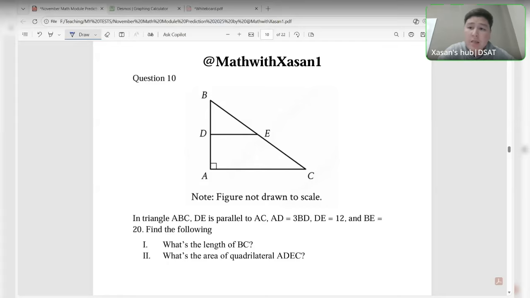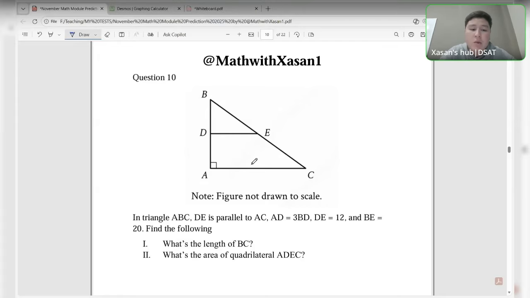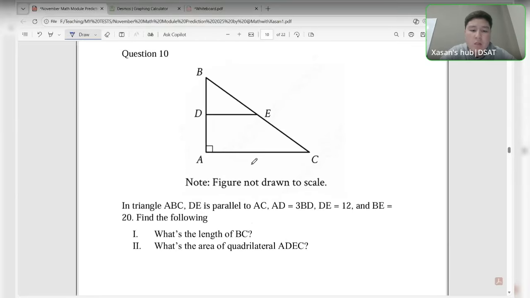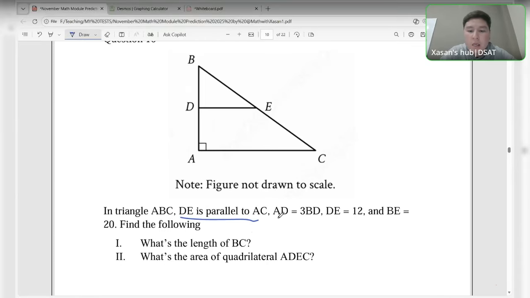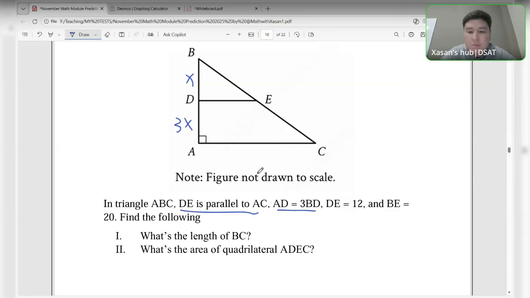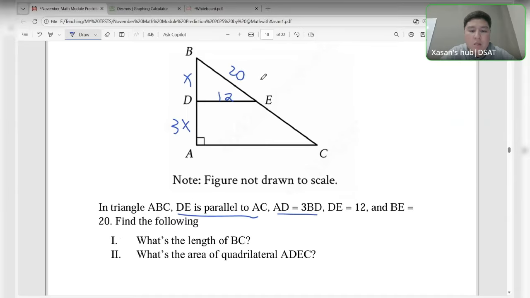So for the first, it is so easy, similarity rules, right? We have a triangle ABC and DE is parallel to AC. AD equals 3 times BD. So if BD is X, guys, AD is going to be 3X. That's all. And after, DE is 12 and BE is 20. And guys, the question is asking BC.